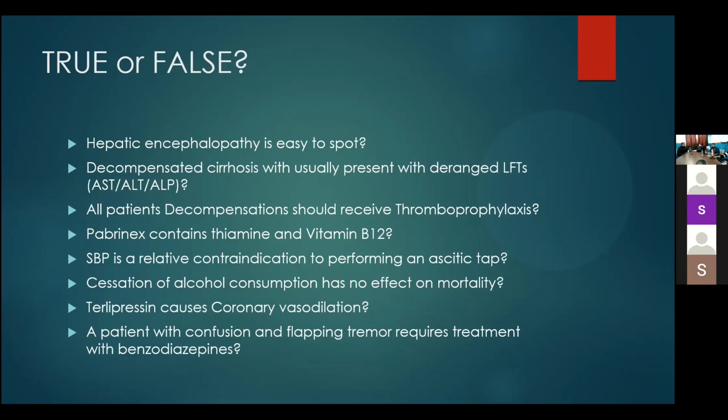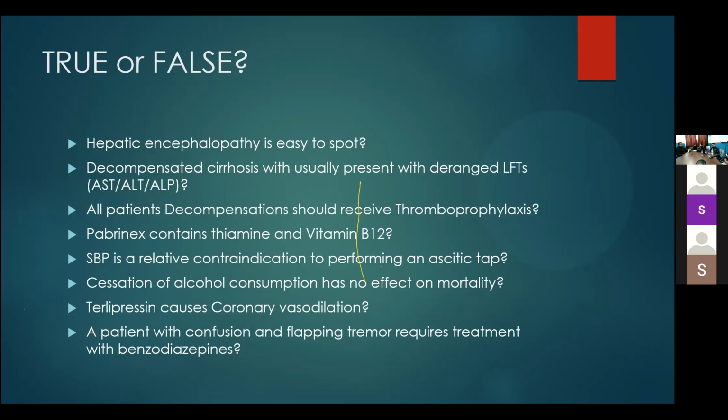Cessation of alcohol consumption has no effect on patient mortality. False. Even though cirrhosis is an irreversible condition, certainly one of the best things you can do is advise these patients strongly to stop drinking, because continued drinking means continued damage and probably increased mortality in the future with more episodes of decompensation.